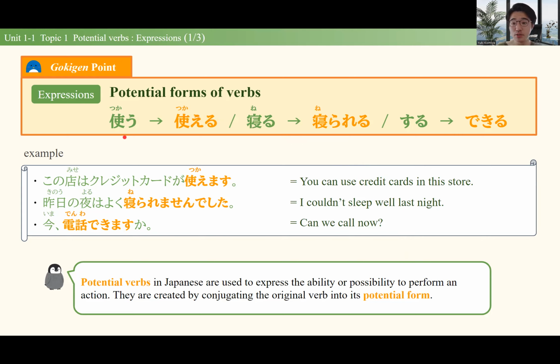So 使う, to use, turns to 使える. This is to be able to use. 寝る becomes 寝られる. Can sleep. する turns to できる. Can do. この店はクレジットカードが使えます。So, 使える is in the potential form. You can use credit card here.